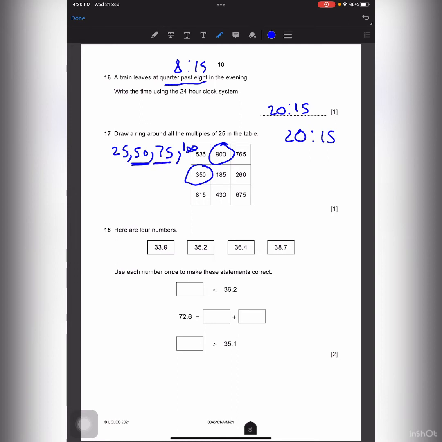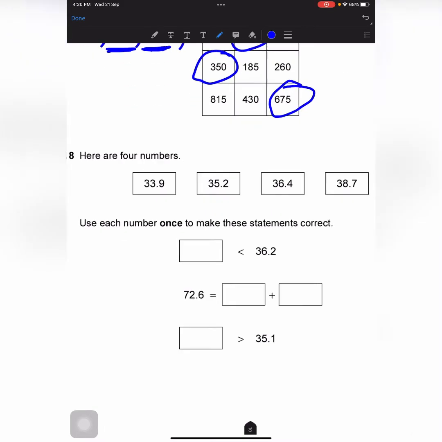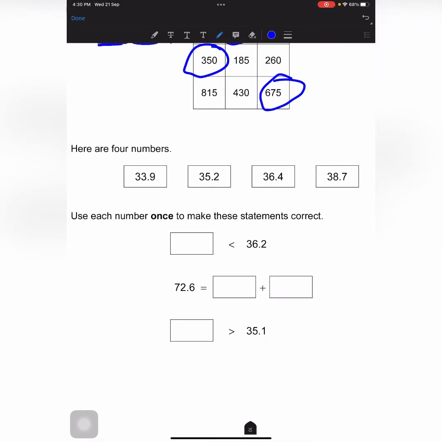So as you can see right here, 75 is here, so this is also a multiple. So we got it. Now, here are 4 numbers, and now we have to use these and put them in the correct statements. So we have to put them in the boxes.